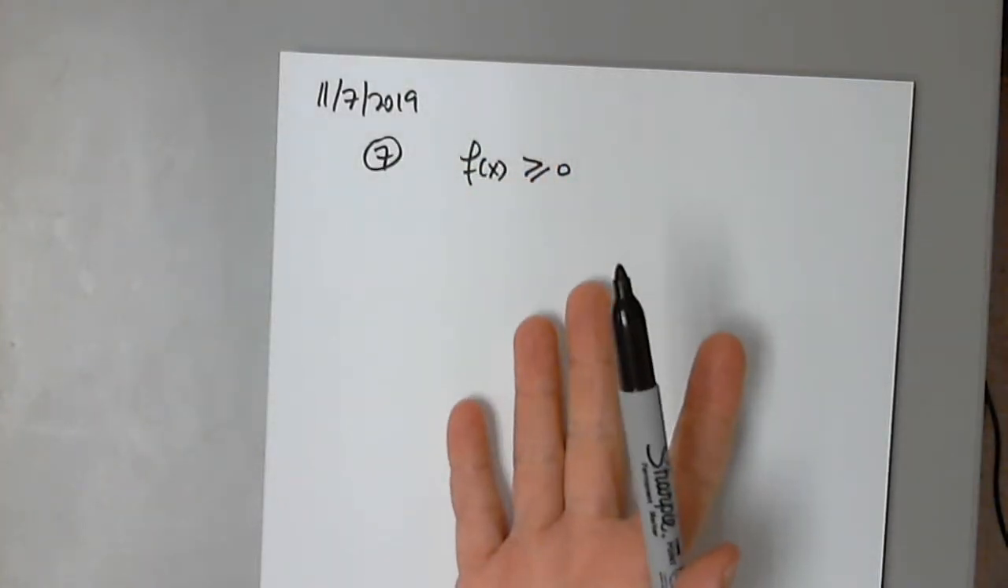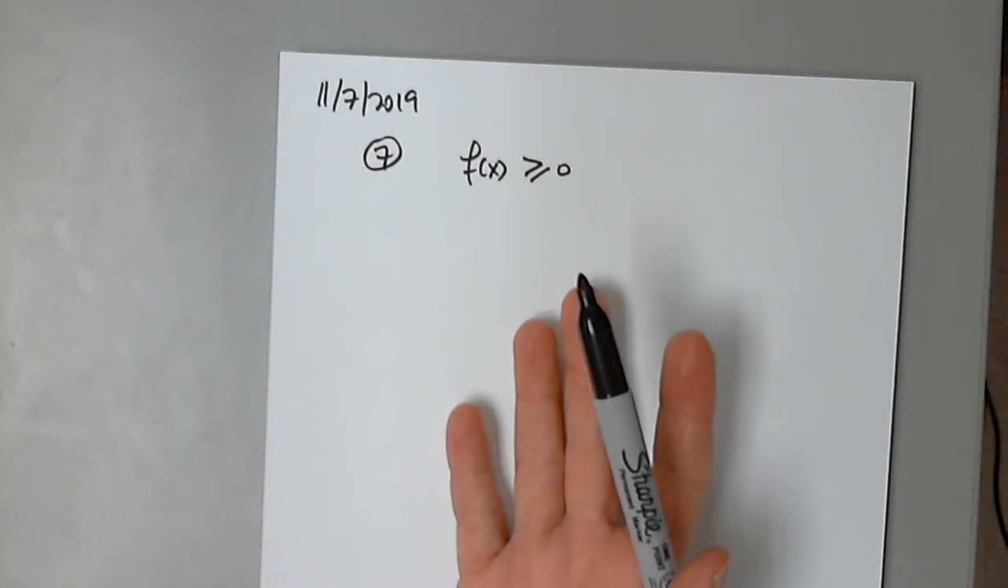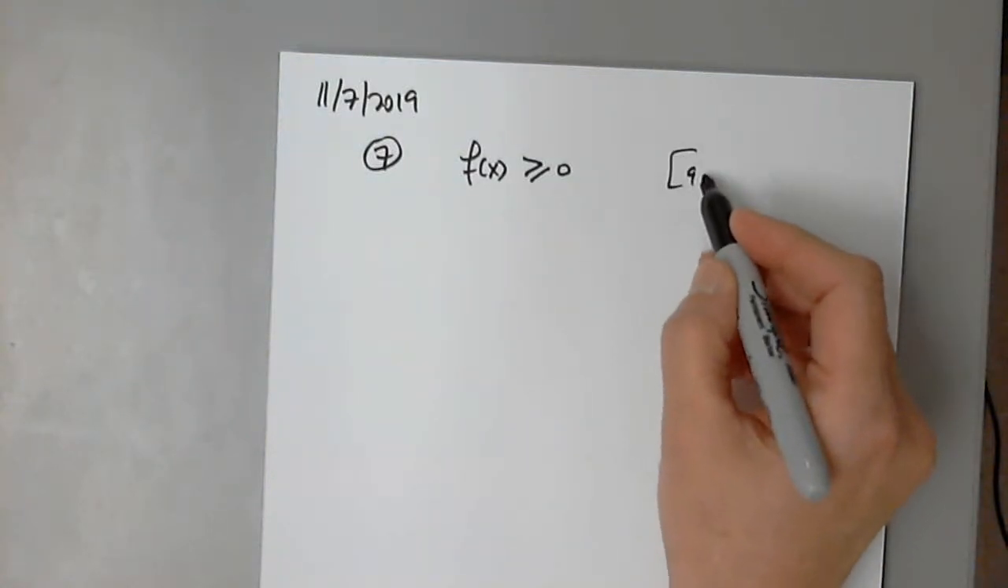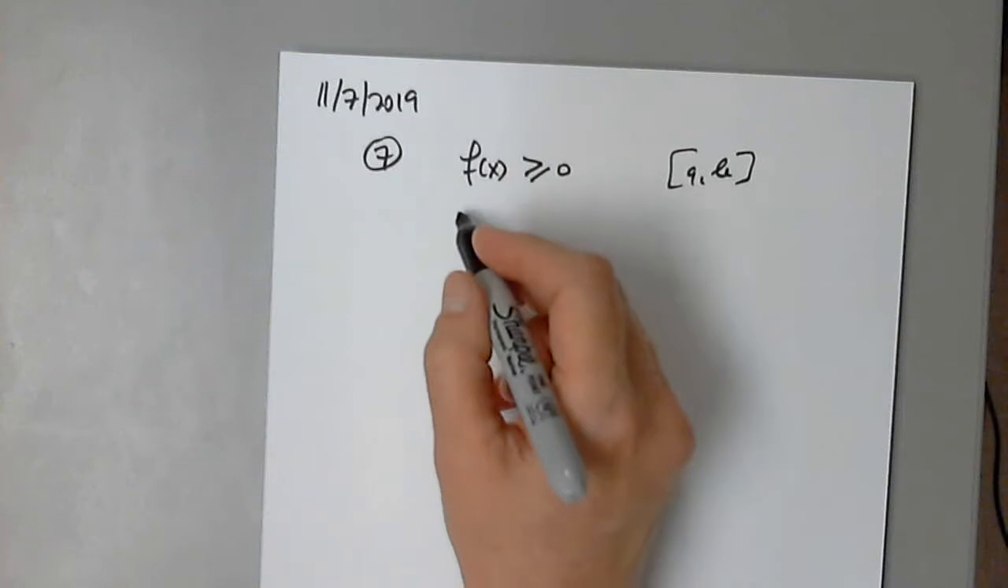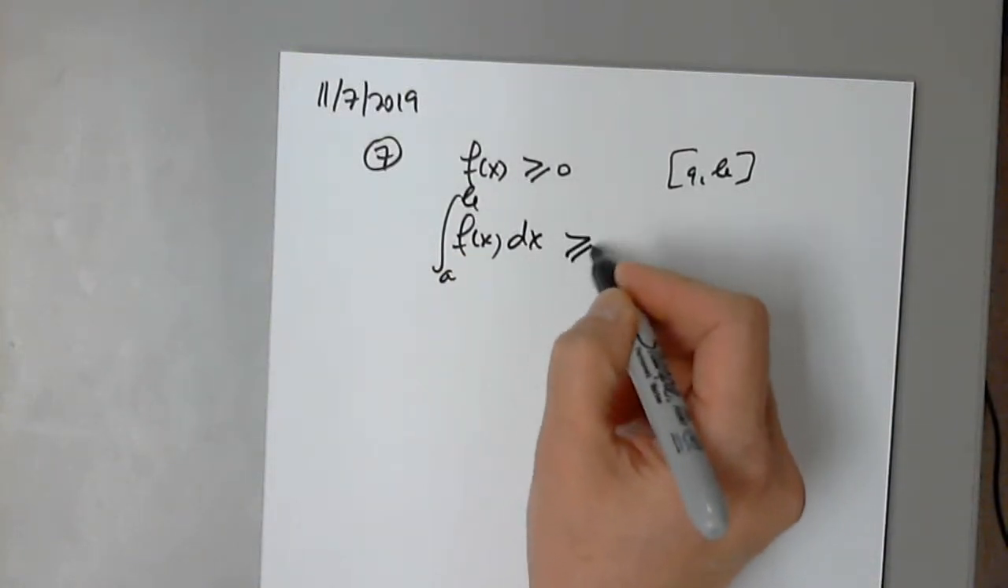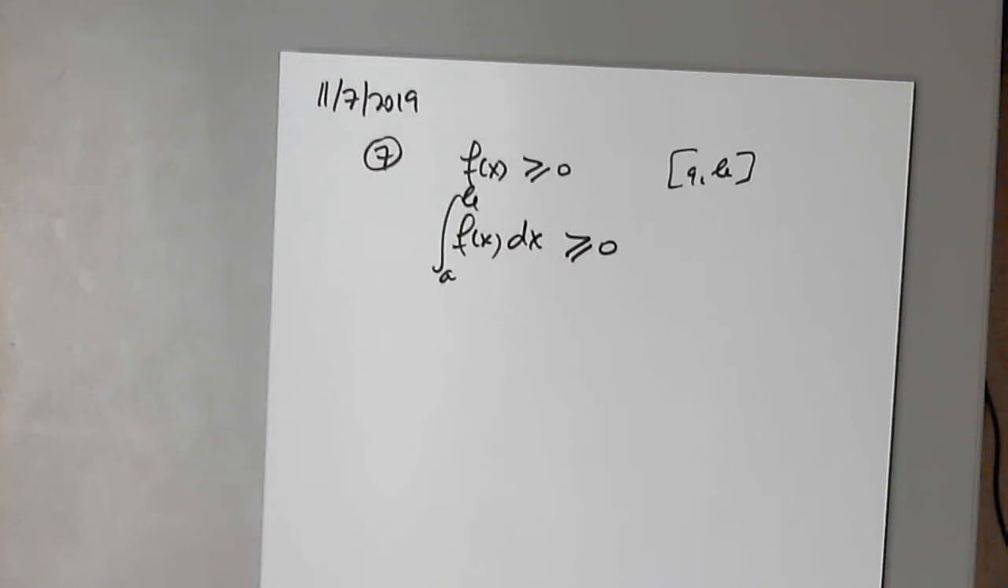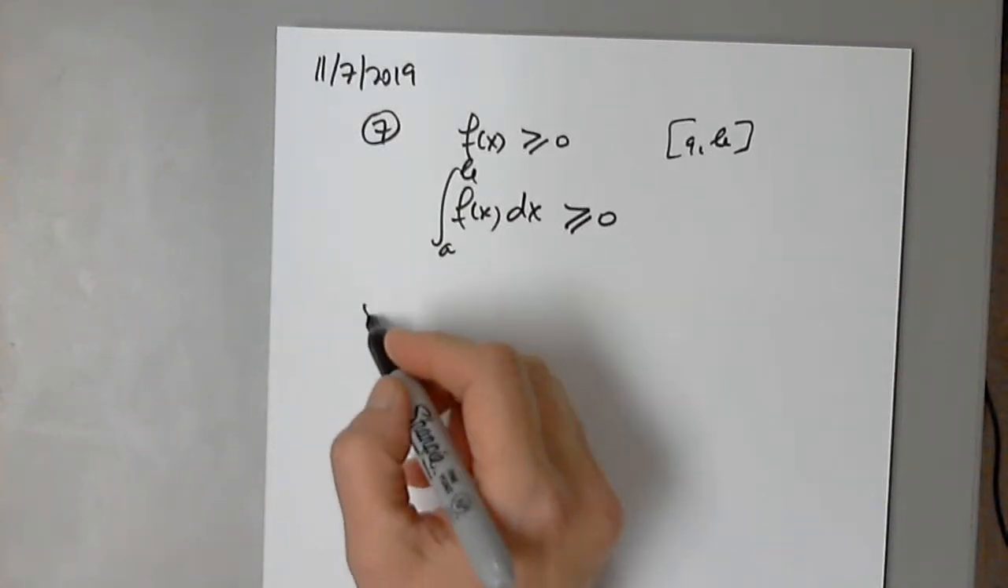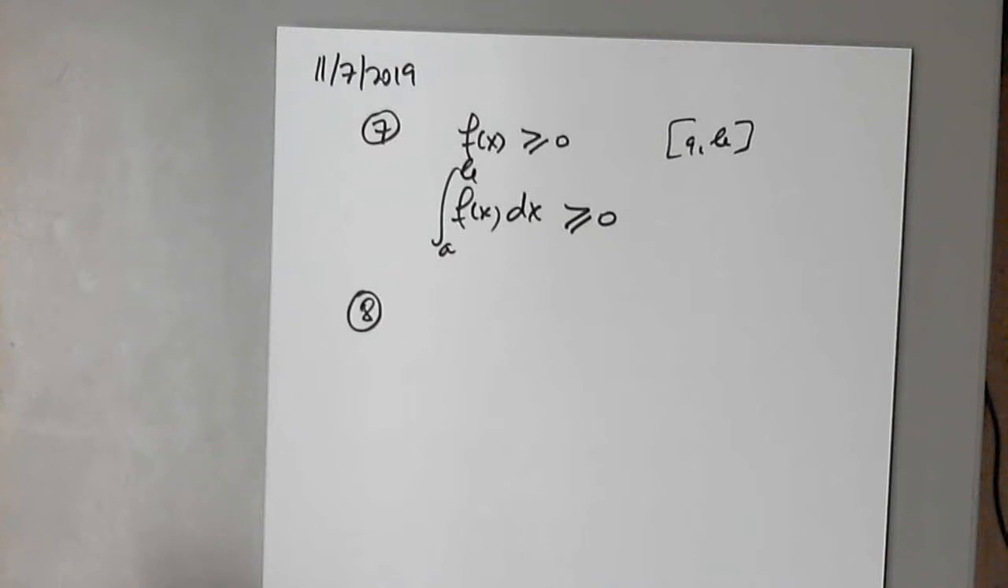If a function is positive on the closed interval a comma b, of course the integral or the area will be greater than or equal to 0. That's obvious. Number 8.